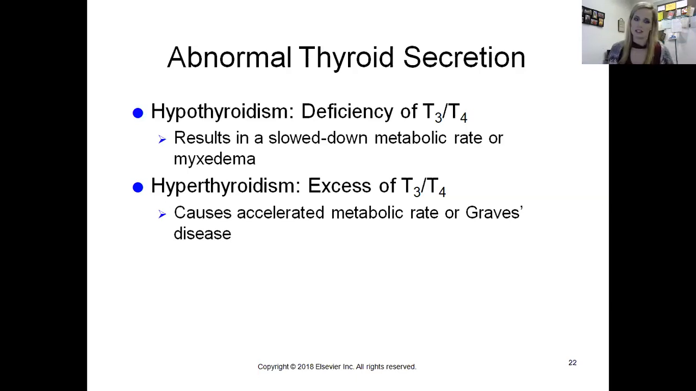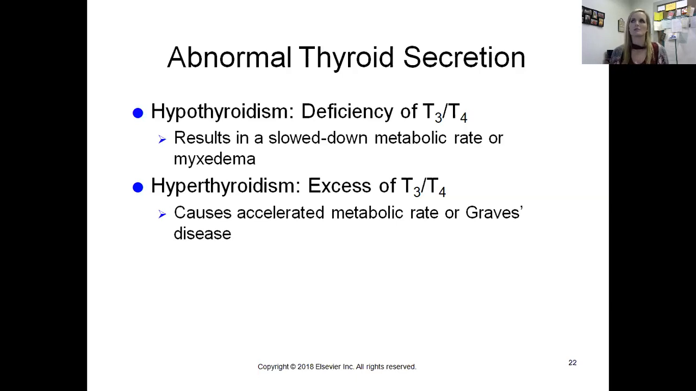On the other end, hyperthyroidism is when we have way too much of the thyroid hormone. And a lot of times people think, well, what could be the problem with that? If I have too much of T3 and T4, my metabolism is going to be really high, and that's a really good thing, right? In a sense, but it can lead to a lot of other issues too. Hyperthyroidism can cause an accelerated metabolic rate, and can lead to a serious condition called Graves' disease even.